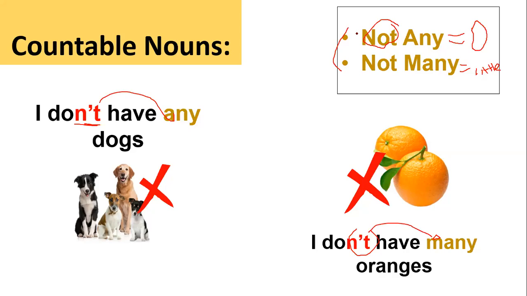What is your example? What can you tell me? I don't have any bananas. So just remember, I don't have any bananas. Any bananas, okay. All right. Anyone else who wants to give me an example? I don't have any carrots. Carrots. I don't have any carrots.